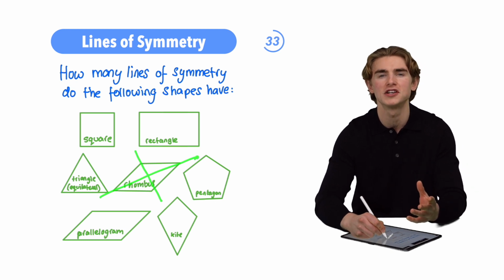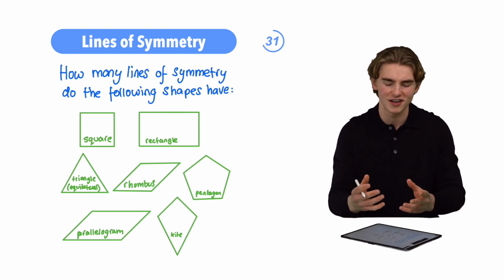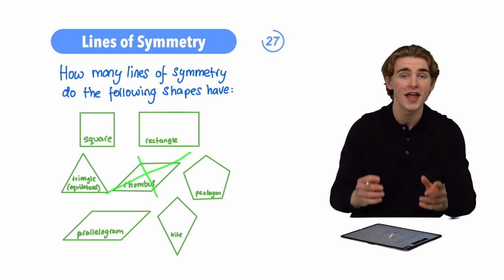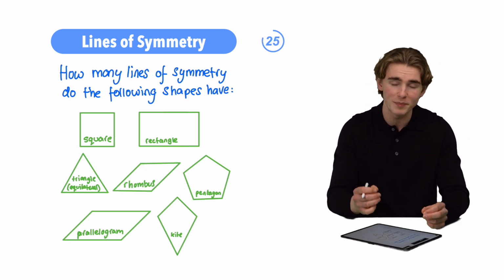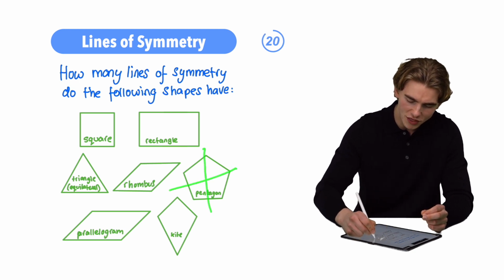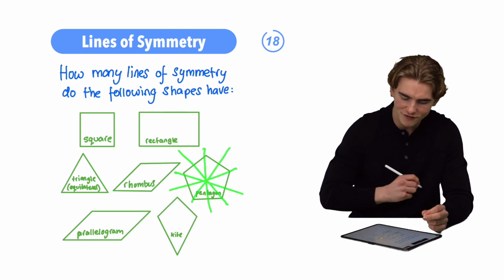And it's worth me quickly mentioning that a rhombus is a little bit tricky because sometimes it doesn't look like these two would be diagonal lines of symmetry, but if you checked it, they actually would be. Next up, a pentagon, that's going to have 1, 2, 3, 4, and 5 lines of symmetry.